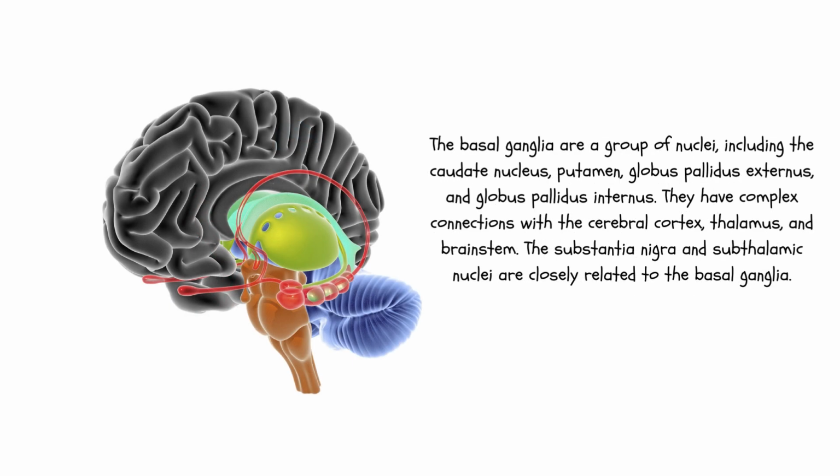The basal ganglia are a collection of nuclei that include the caudate nucleus, the putamen, the globus pallidus externus, and the globus pallidus internus. These nuclei have highly complex connections with other parts of the central nervous system, like the cerebral cortex, the thalamus, and the brain stem. But the two most important structures that are closely related to the basal ganglia are the substantia nigra of the midbrain and the subthalamic nuclei of the diencephalon.